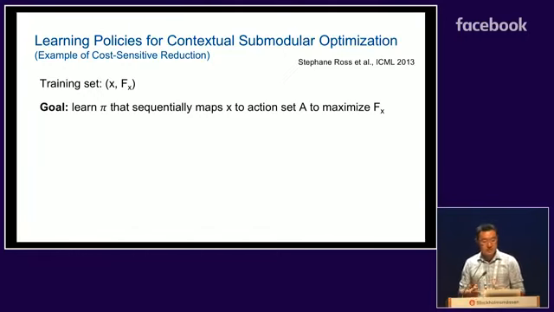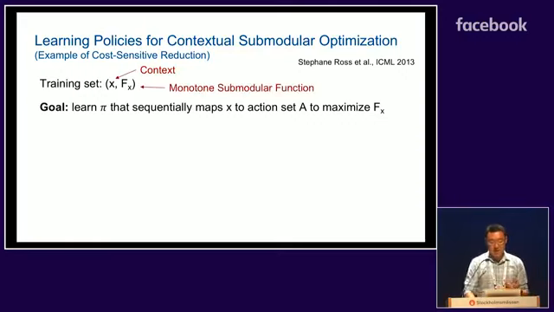And this is a paper called Learning Policies for Contextual Submodular Optimization. And the basic idea is as follows. We have a training set of context, comma, submodular functions. So x is the context, and f sub x is a monotone submodular function associated with that context. And the goal is to learn a pi that greedily or sequentially maps x to an action set A to maximize f sub x.